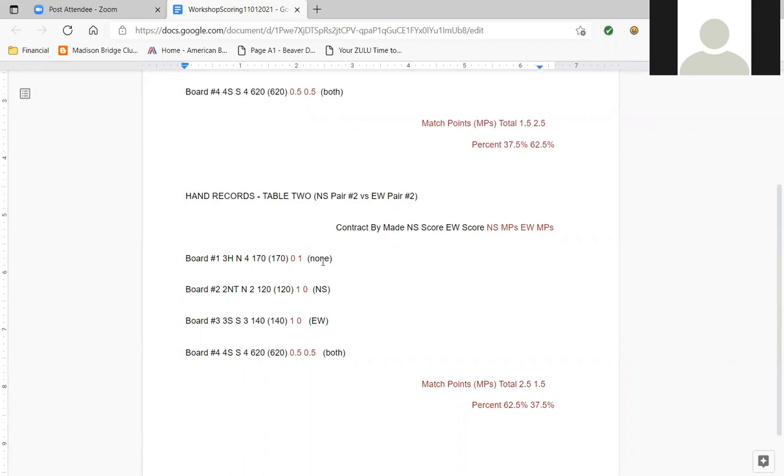East-west competition is just the opposite. East-west at table 1 earned 2.5 match points for 62.5%. East-west at table 2 got 1.5 match points for 37.5%. In duplicate competition, east-west won. They beat the east-west team sitting at the other table.